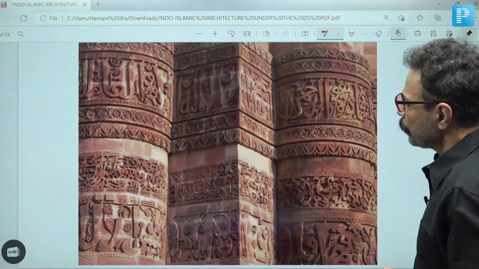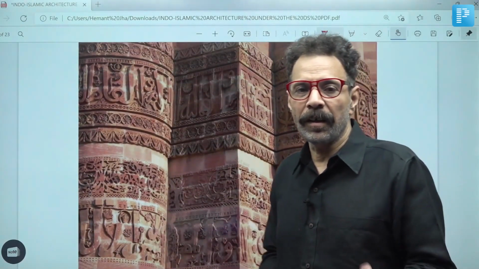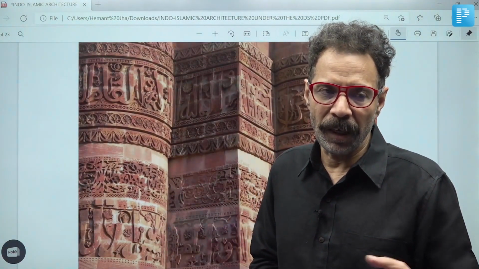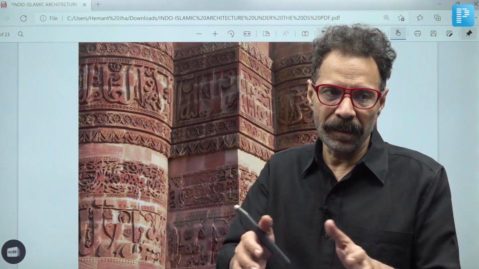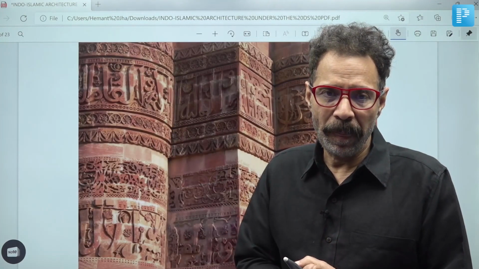This is the image of part of Qutub Minar, the tall tower in Delhi, which is the part of the larger Quwwatul Islam mosque complex.